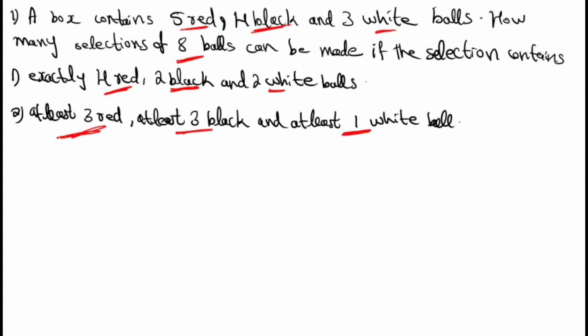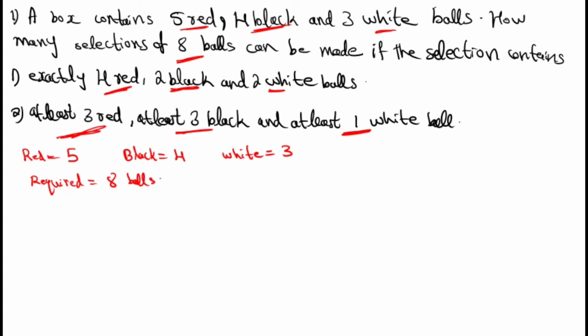See, the box contains 5 red. Here I will write red is equal to 5, black is equal to 4, white is equal to 3 white balls are there. Now see, how many selections of 8 balls. The required number is equal to 8 balls. You need to select 8 balls.